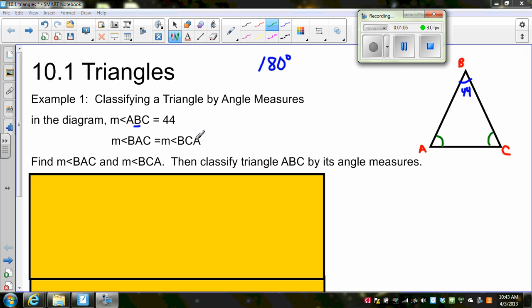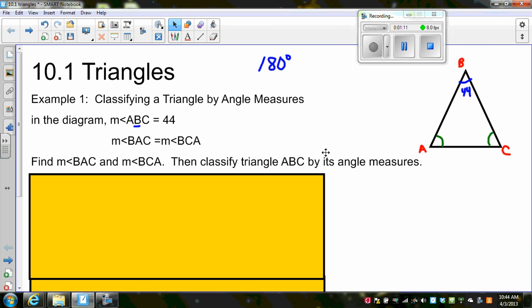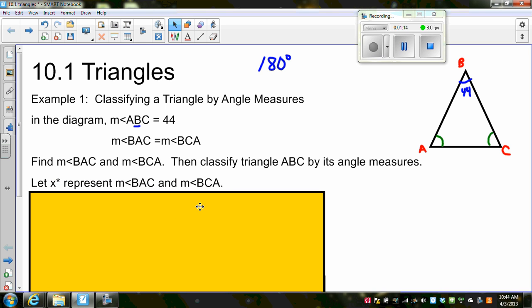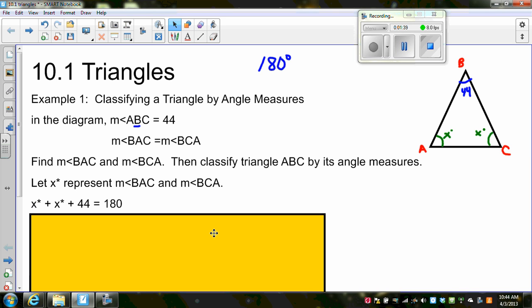So if we wanted to find out what the measurement of these two unknown angles are, we could do that. The way we can do that is, instead of having to write out the measurement of BAC and BCA, let's just say x with a little degree symbol next to it will represent those. So now we're representing these by x. We know that the sum of these three angles will always equal 180 degrees. So we can say x plus x plus 44 equals 180.